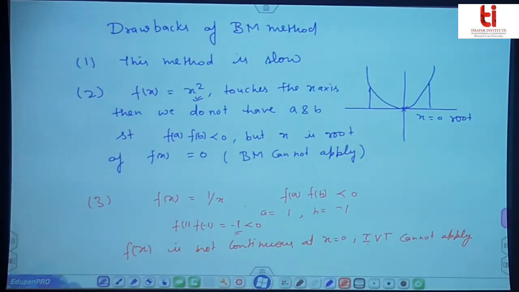So the bisection method is over here. Next method that we are going to discuss is the fixed point method. Fixed point method is also used to find the solution of a nonlinear equation. So before going to discuss this method, we must know what a fixed point is.